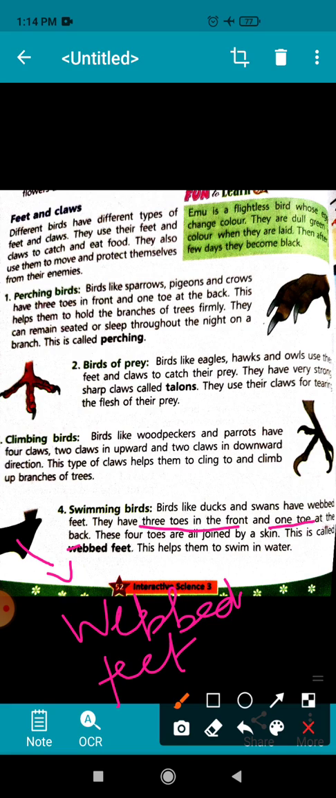3 toes in front and 1 toe at the back. They are joined by the skin, and it is called webbed feet. Children, they use this webbed feet as a paddle to push water back while swimming.